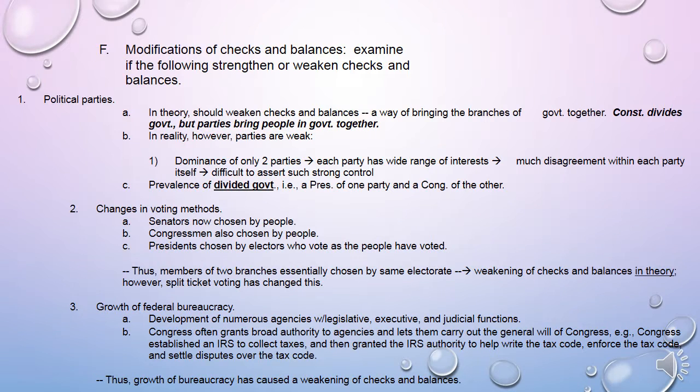And then the growth of the federal bureaucracy, development of numerous agencies with legislative, executive, and judicial functions. So what happens is Congress grants broad authority to these agencies and lets them carry out the general will of Congress. For example, Congress established the IRS to collect taxes, then granted the IRS authority to help write the tax code, enforce the tax code, and settle disputes. So write law, do the executive functions of the law, and settle them, and so decide in a judiciary form what happens. So the growth of bureaucracy has caused a weakening of checks and balances.